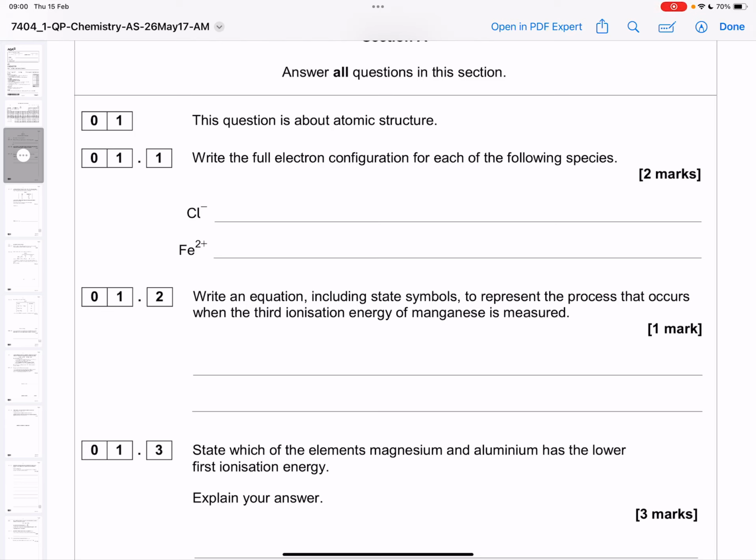This question is about atomic structure. It asks us to write the full electron configuration, that's starting with 1s, for each of the following species. So the first thing we need to remember is our order of filling.